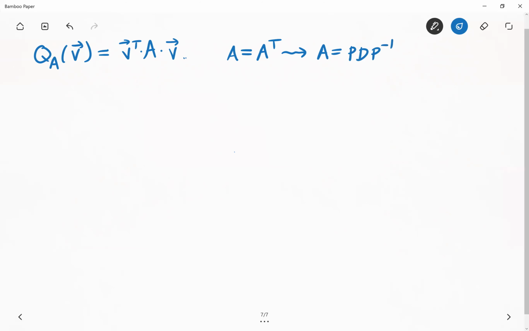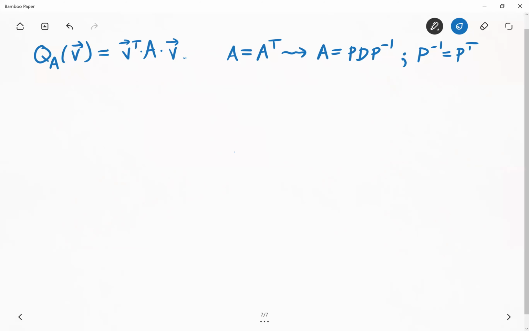All right, so again, just so we have it all on one page. The function q sub A of v is equal to v transpose times A times v. And we also know that A is symmetric, which also means that we can write A as PDP inverse, and P inverse is also equal to P transpose. All of these facts are going to become important.